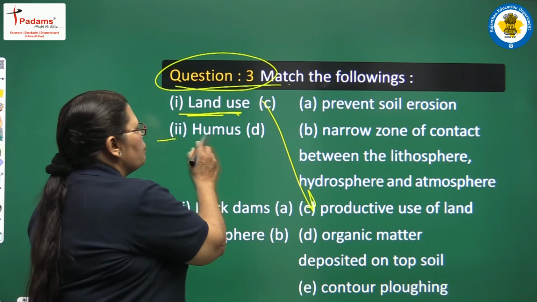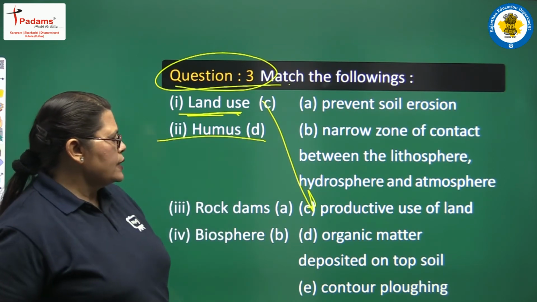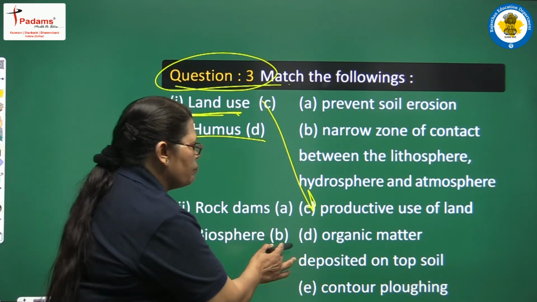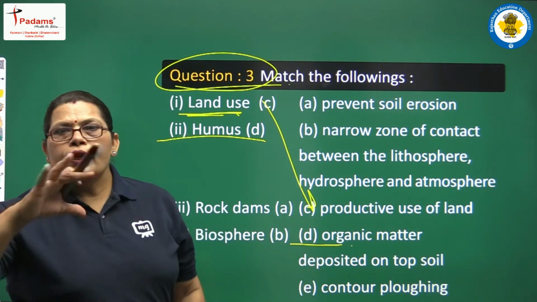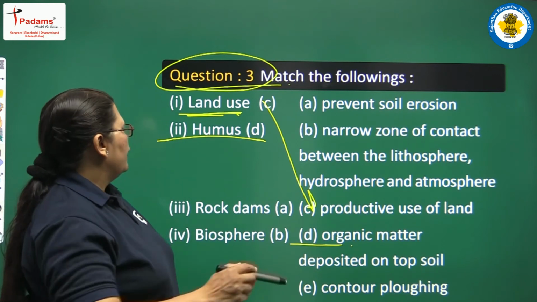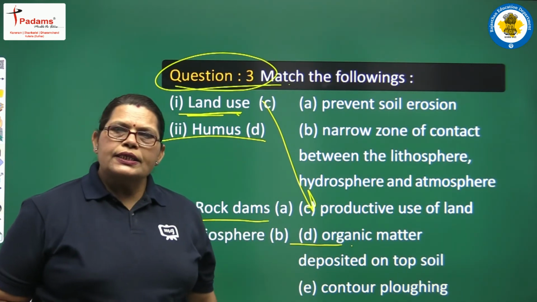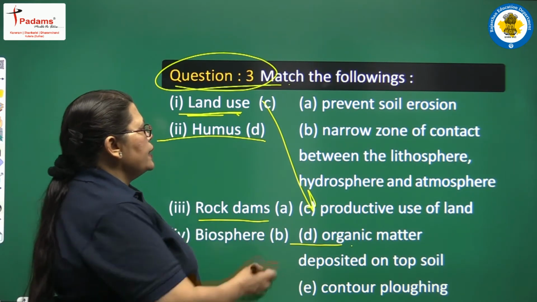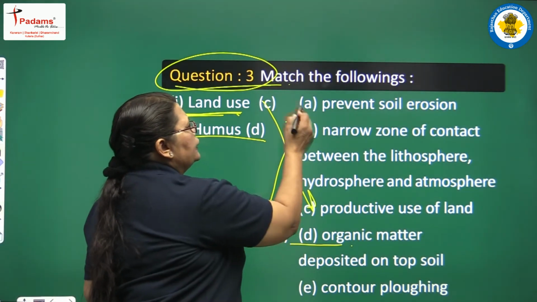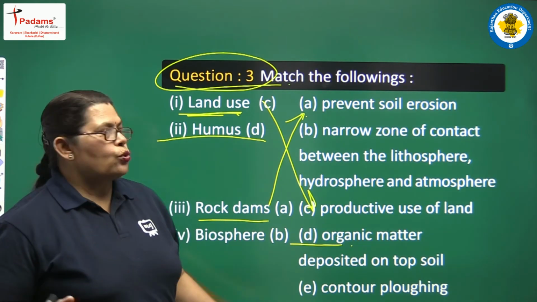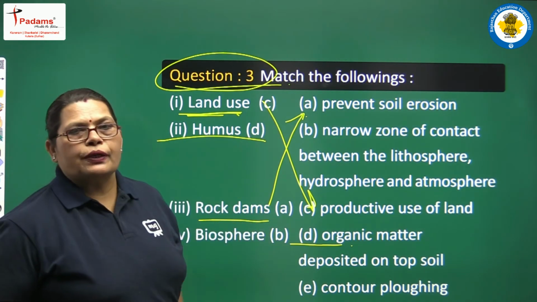Our next point is humus. What does humus include? It includes organic matter deposited on top soil. And the next one is rock dams. What is this rock dams, students? See, these rock dams prevent soil erosion. So this one is the best matchup.